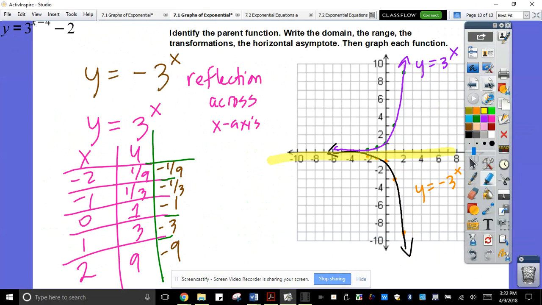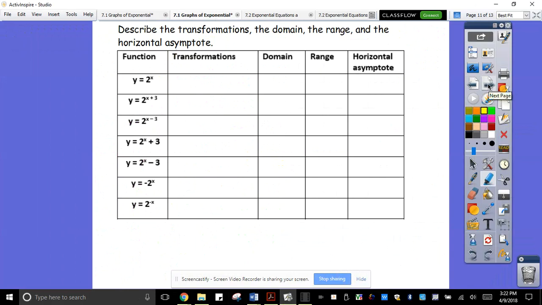I hope this helped you. And again, I would like you to copy this one here on your notes, complete it, answer it, and there you go. All right, kaboom.